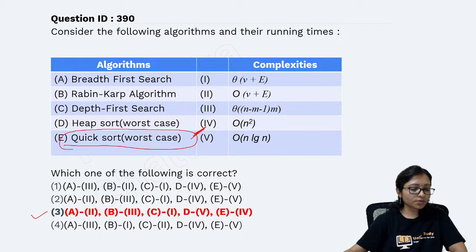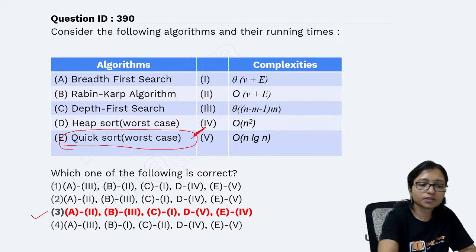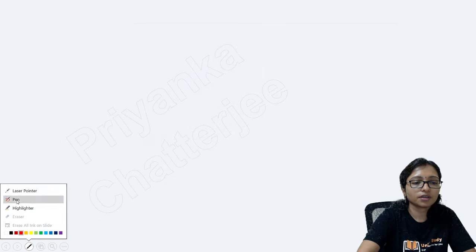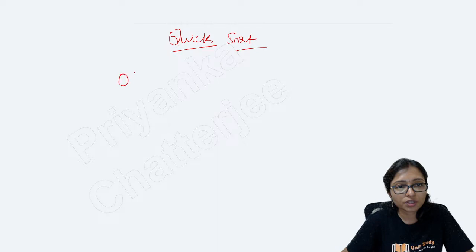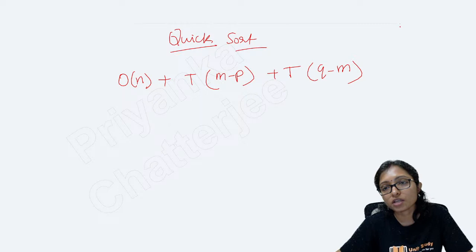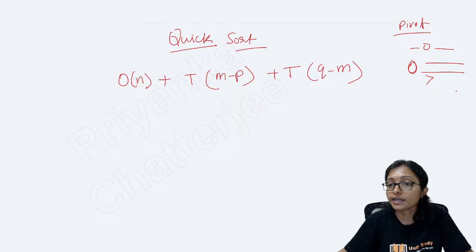Quick sort complexity I did not tell you, right? I forgot to tell you, so I am adding a page so that we can discuss here the quick sort recurrence relation. It will be order of n plus T of m minus p plus T of q minus m, because of the pivot element. From the pivot element we are dividing, but we are not sure it will be half and half. The pivot can be at the end with all others greater, or the pivot can be here and all are less. That can be the possibility.